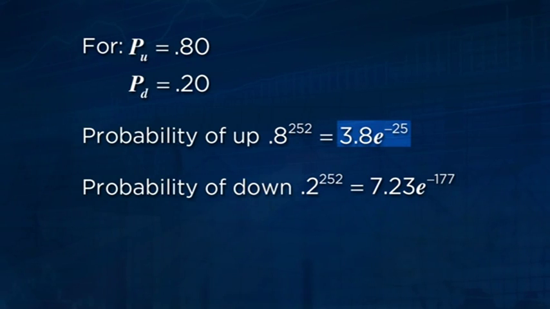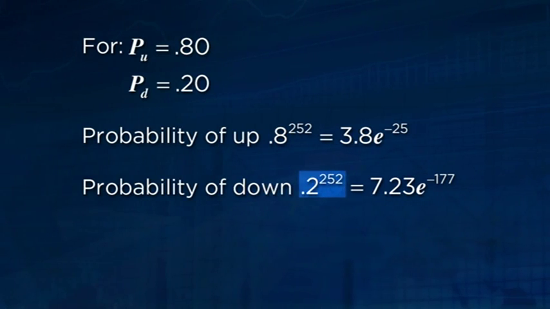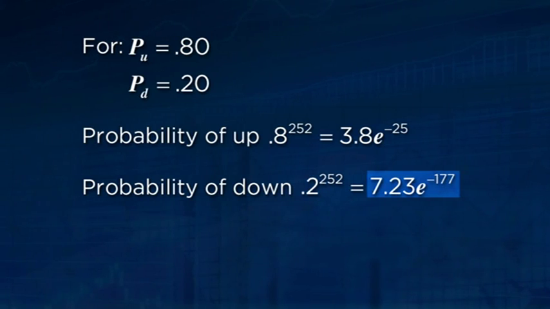All right. Now, why did I raise it to the 252nd power? That's the number of trading days there are in a year. Similarly, the probability of the bottom node is going to be 20% down, raised to the 252nd power. That's 7.23 times e to the negative 177. This is a much smaller probability than the probability of the top node because the probability of up is greater than the probability of down.